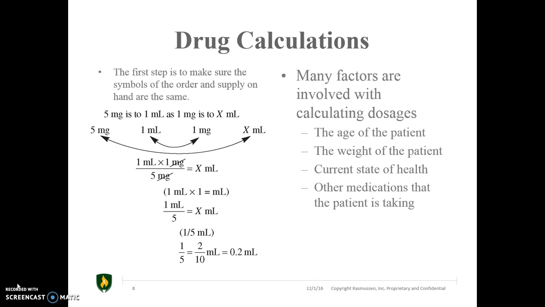Alright, so let's dive into our discussion on drug calculations. Many factors are involved when physicians calculate correct dose of medication. Those are the age of the patient, the weight of the patient, their current health, and other medications they may be taking. The first step in drug calculation is to confirm that the systems of weights and measures are the same as the supply on hand. If they are different, you will need to do a conversion. For example, if my order said something like 5 or 25 grams, but on hand you had something like 50 milligrams, you would need to convert your order to match your supply on hand.